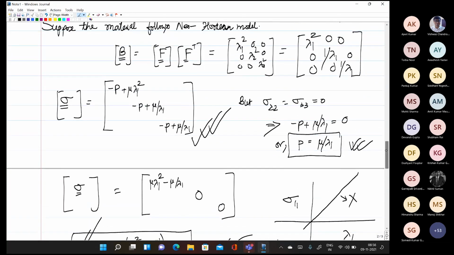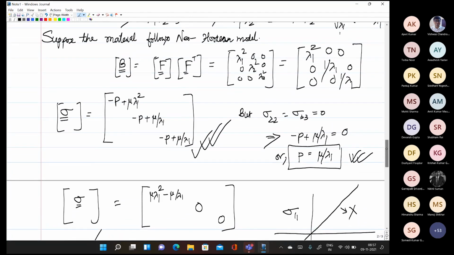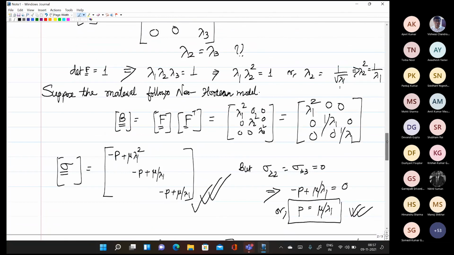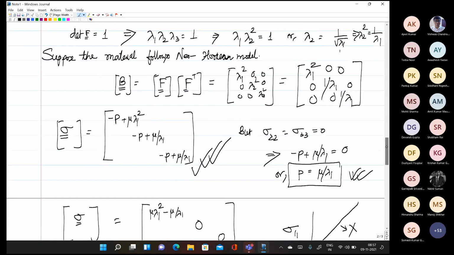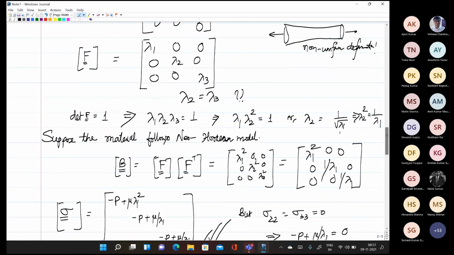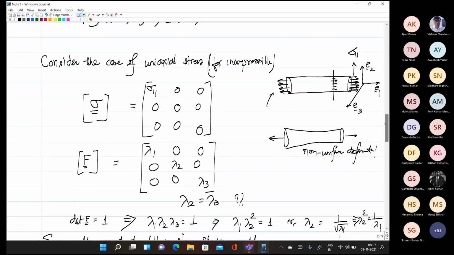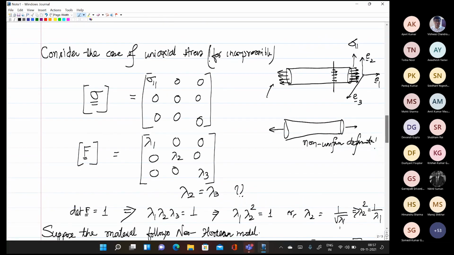Sir, why can't we relate lambda 2 and lambda 3 with lambda 1 by using Poisson's ratio? See, of course, from here you can derive what Poisson's ratio will be. But the concept of Poisson's ratio is that whenever you have uniaxial loading, the ratio of transverse strain to longitudinal strain is what we call Poisson's ratio. So that is something you can also derive here.